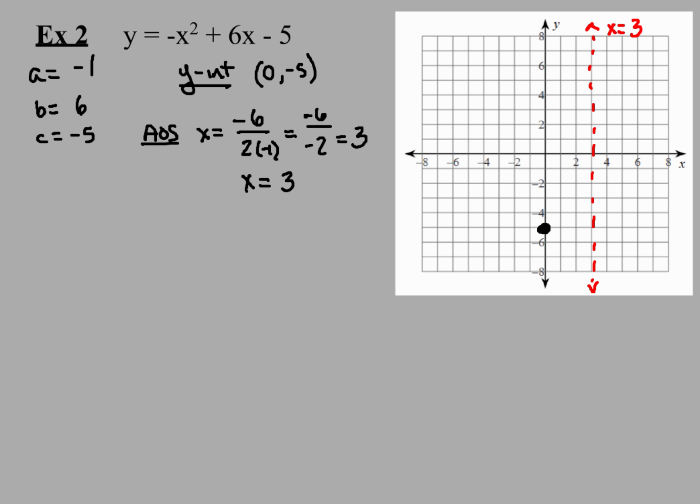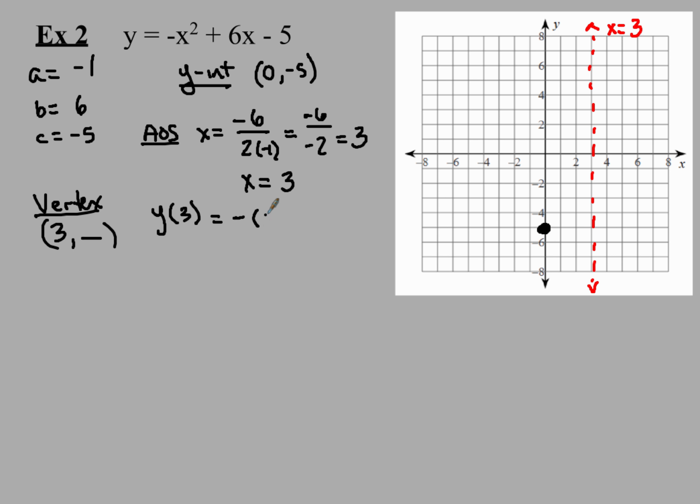Now what I'm going to do is take that value, take the value of the AOS, which in this case is 3, and I'm going to plug that in to my original equation here to find my vertex. So my vertex is going to be at 3 and then some number. To determine the number, I'm going to plug in 3, which is the answer that I got for my AOS. So 3 is going to go in.